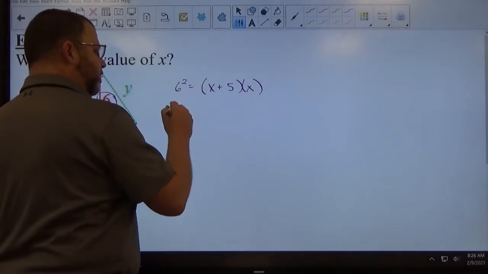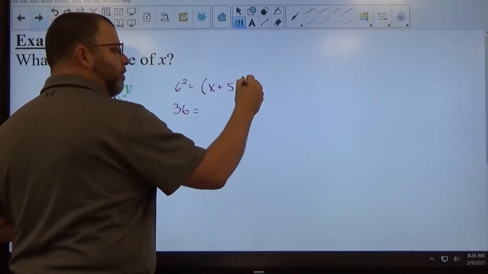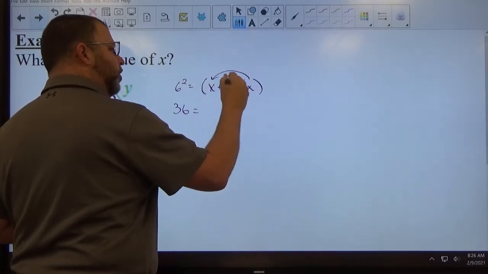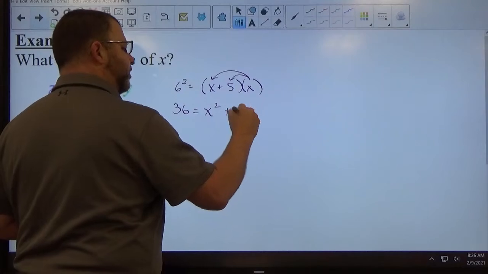So next, 6 squared is 36. And when I got x plus 5 times x, recalling from Algebra 1, we've got to distribute this x through the parentheses. So it's going to be x squared plus 5x, like so.